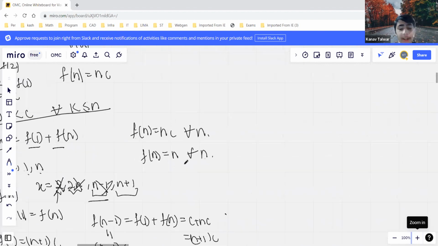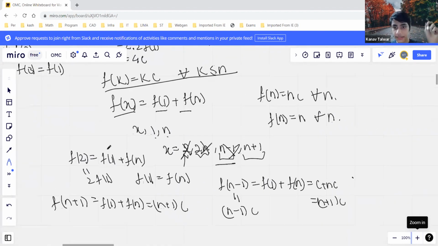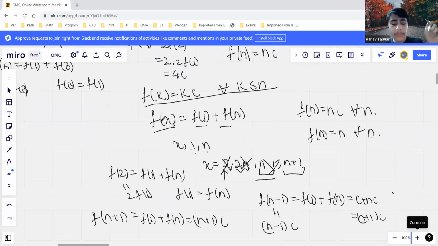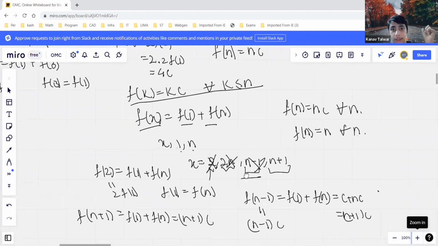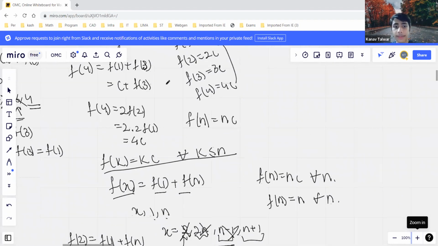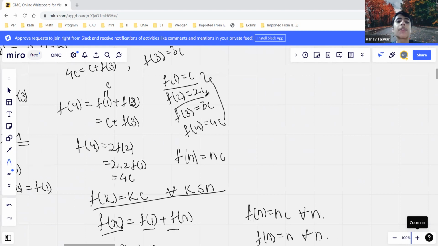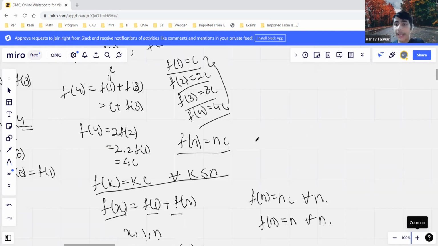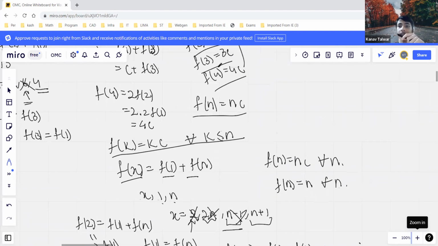Can you say the last part once? The last part, the induction step. Okay, I'll just repeat after induction. So look, the base case as we did it: we proved f of 1 is equal to c, f of 2 is equal to 2c, f of 3 is equal to 3c, and f of 4 is equal to 4c. So we want to prove f of n is equal to nc. We have done the base case of induction, and we assume that f of k is equal to kc for all k at most n.